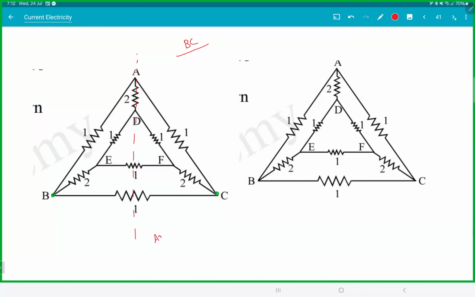Now this is an axial symmetry. Bisector symmetry. Both the points are on either side, so that means all points on this will have the same potential. So A and D have the same potential, so you can remove that AD resistor in the middle.